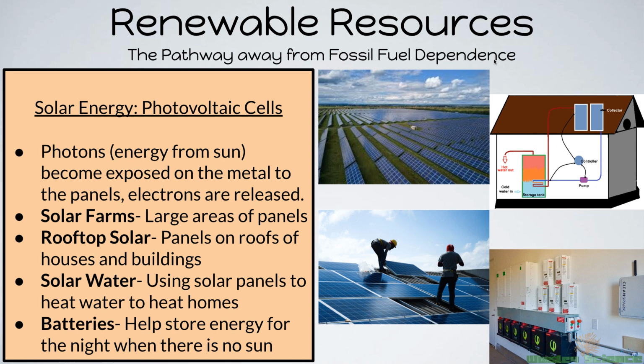Now you can also have solar farms, which are large areas of panels which might be owned by a company or leased from like a farm or something like that. You can also have solar water, which uses the solar panels to then heat water to heat homes. This actually is a really efficient thing that we don't see enough of in New England. You can also have batteries in your home that can allow you to charge up the batteries during the day and then use the energy at night.